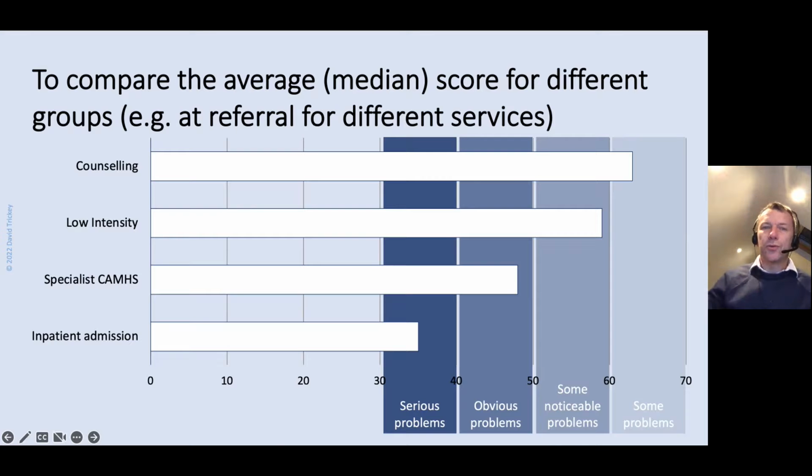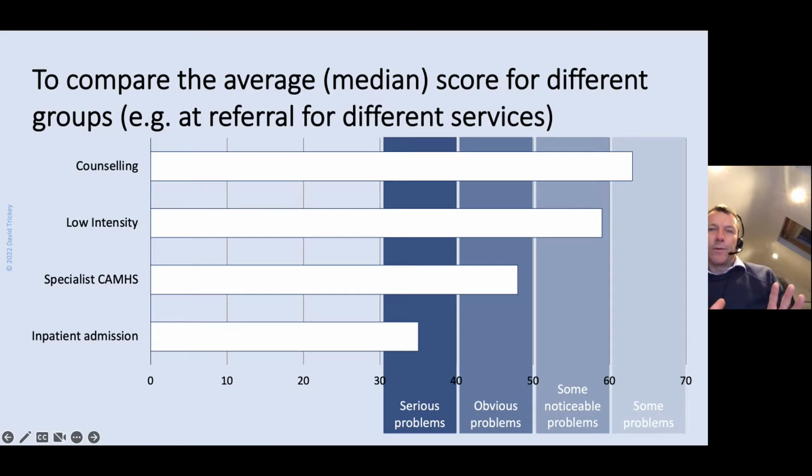Another way you could use the CGAS scores is to compare the average score for different groups, for example, at referral time for different services. When I say average, remember we're talking about the median score, the middle score, rather than the normal average that we think of, the mean. It might be that for a counselling service, the median score is between 60 and 70, where people have got some problems. Then there may be a low intensity service where they have some noticeable problems. In specialist CAMHS, they may have some obvious problems. And with inpatient admission, the median score might be serious problems.